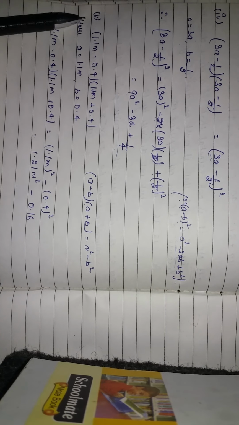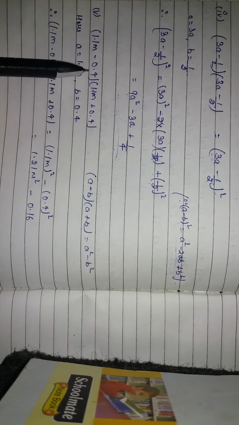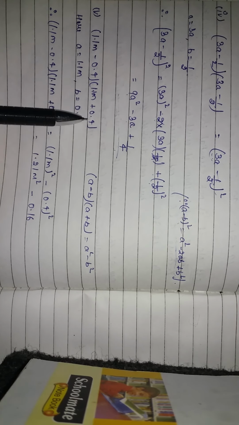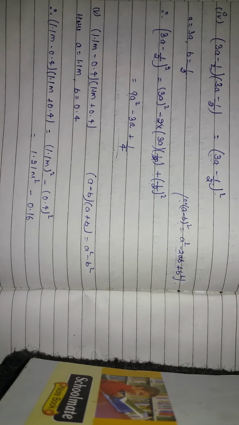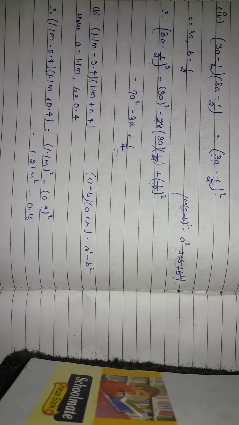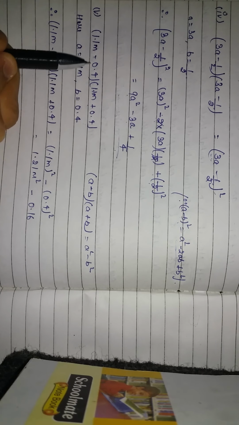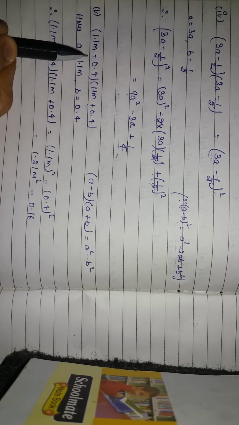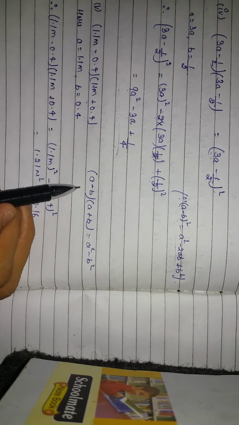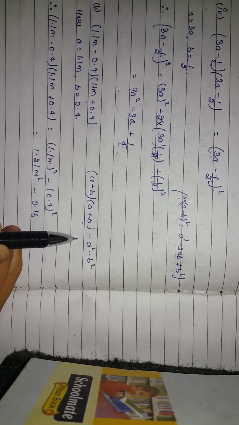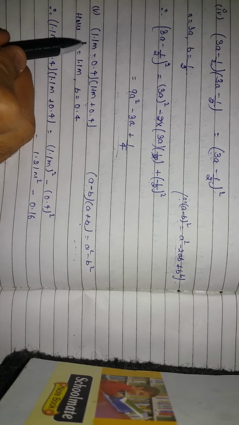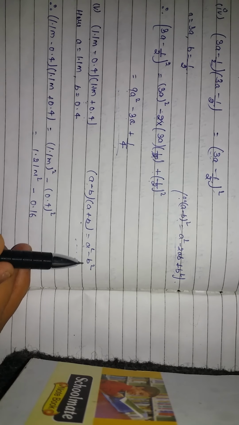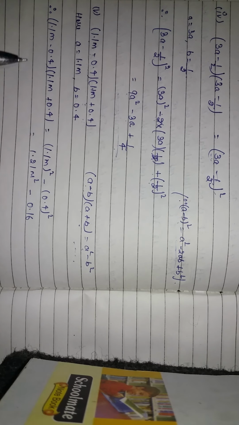Now coming to the fifth part, (1.1m minus 0.4)(1.1m plus 0.4). Now see, it cannot be written in the form of (a minus b) whole square or (a plus b) whole square because the signs in the brackets are different, though the values are same. Therefore you have to use this identity, (a minus b)(a plus b) is equal to a square minus b square. So here a is 1.1m, b is 0.4. At the place of a and b, write these values and get your answer.